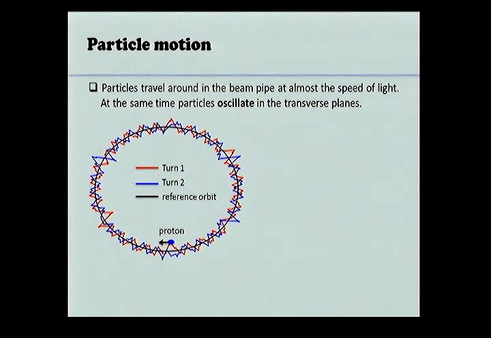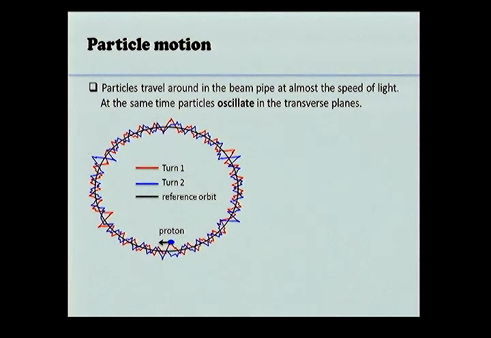Particle motion. A particle travels around the beam pipe at almost the speed of light. At the same time, the particle oscillates in the transverse plane. What does this mean? It means the particles do not always stay at the design orbit or the reference orbit. It is sometimes above, sometimes below, sometimes outside, sometimes inside of the reference orbit. Here I show the horizontal position of a proton in 2 turns. The red curve shows the position in the first turn, and the blue curve shows the horizontal position in the second turn.